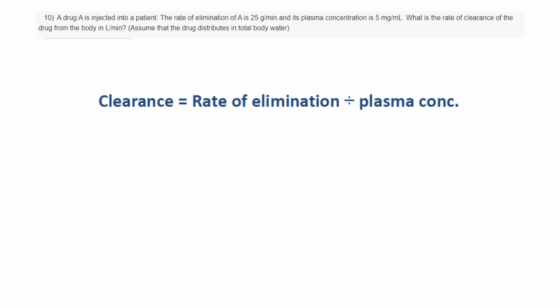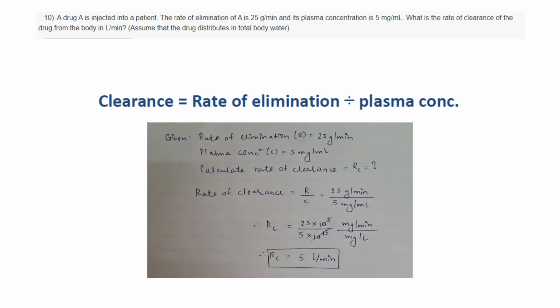And then the last question was, a drug A is injected into a patient and we have been given the rate of elimination and the plasma concentration of the drug, and we are asked what is the rate of clearance, how quickly the drug will be cleared out from the body. So again, you have a straightforward formula. Clearance is rate of elimination divided by the plasma concentration. Please pay attention to the units and in which unit the answer is supposed to be. After a few conversions, you'll arrive at the answer, which is 5 liters per minute.